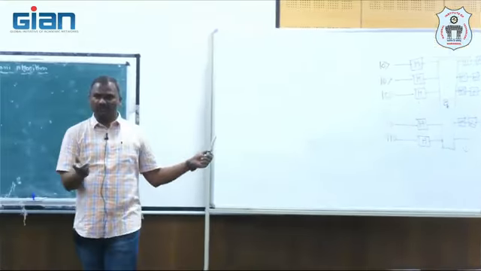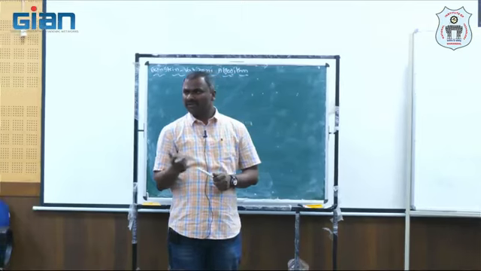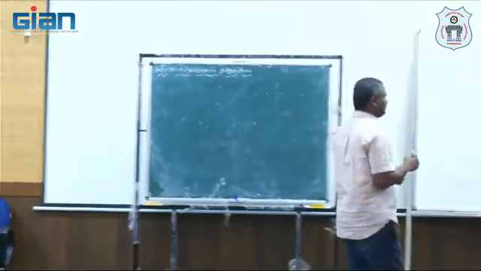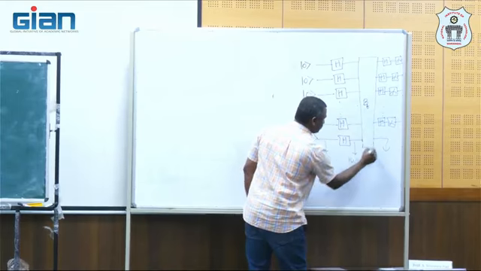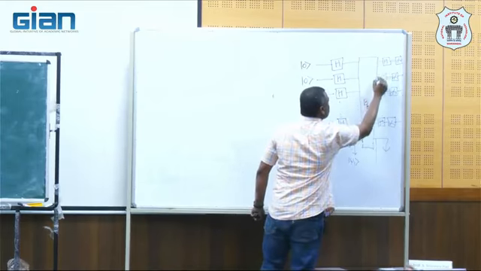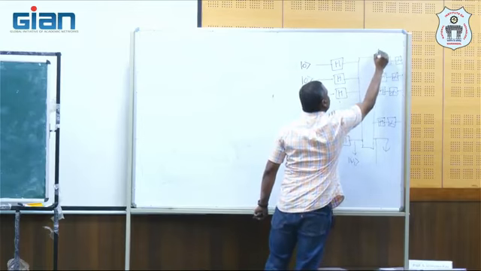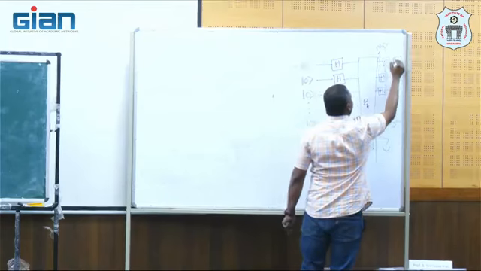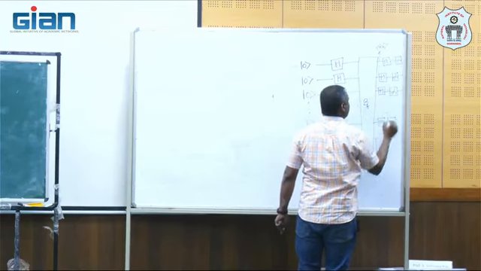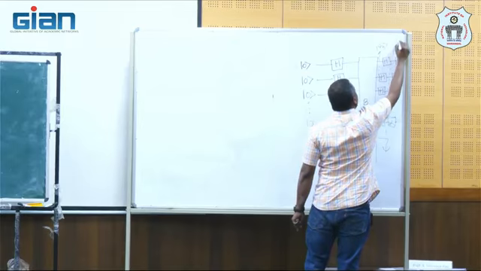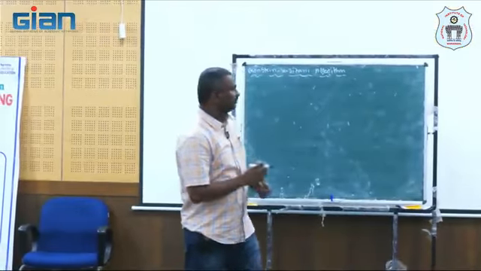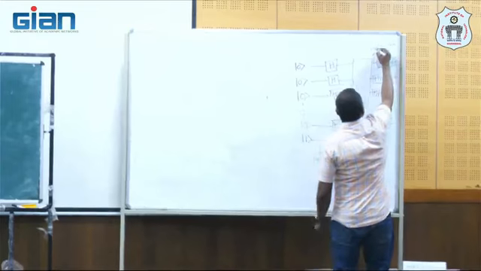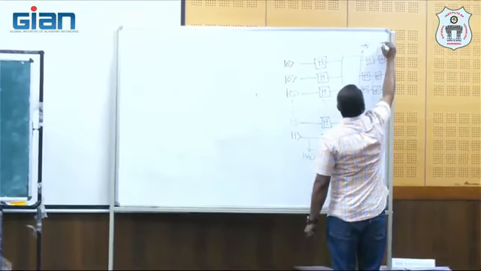This is the Deutsch-Jozsa circuit. If you remember, now let us label the different stages: this is ket psi 0, this is ket psi 1, this is 2, this is 3, and after here, whatever we are getting, we call ket psi 4.